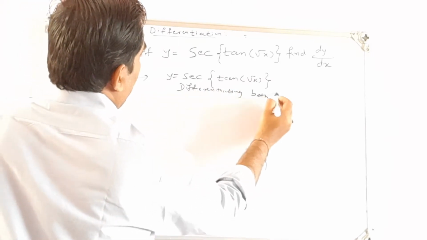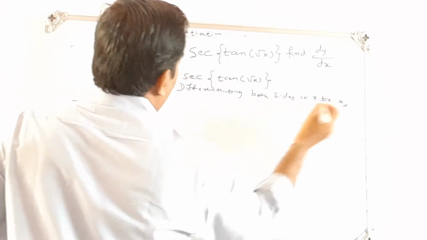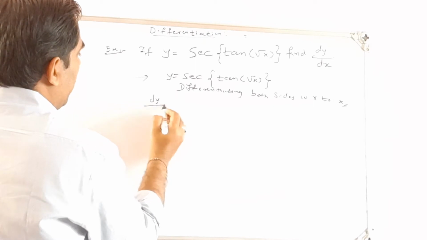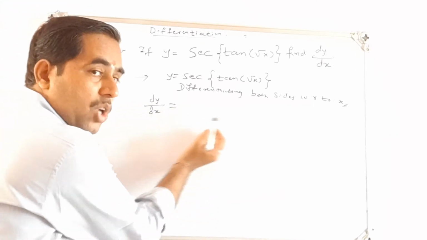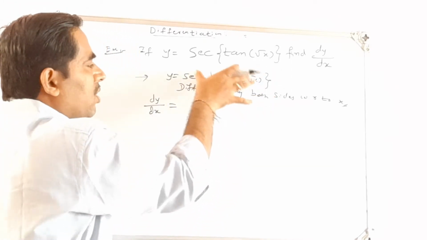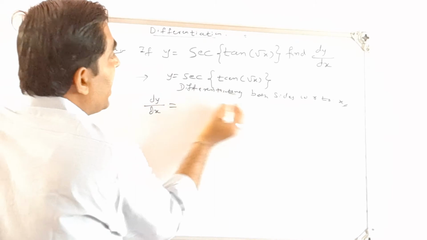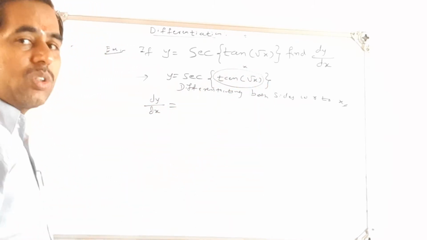Differentiating both sides with respect to x. So what will I get? dy by dx. That means we write d by dx of that thing, the derivative of the right-hand quantity. Secant: if you think of this whole thing as x, then it looks like secant x.